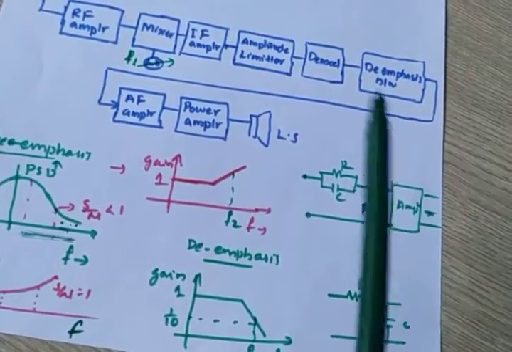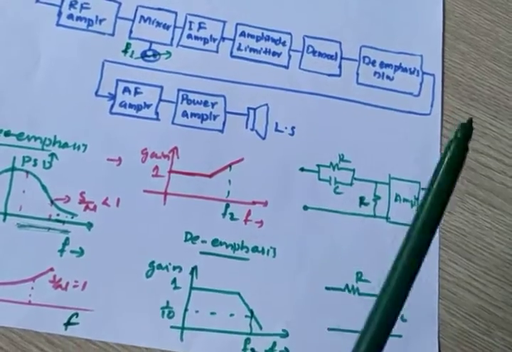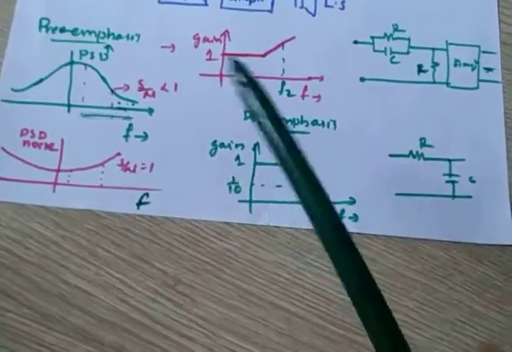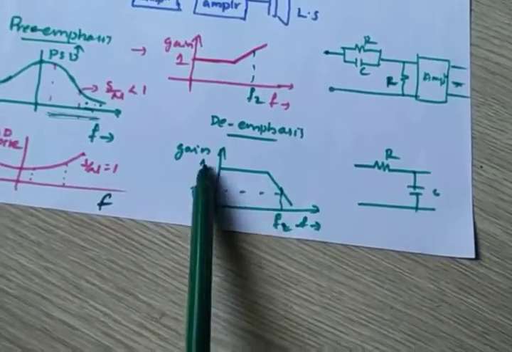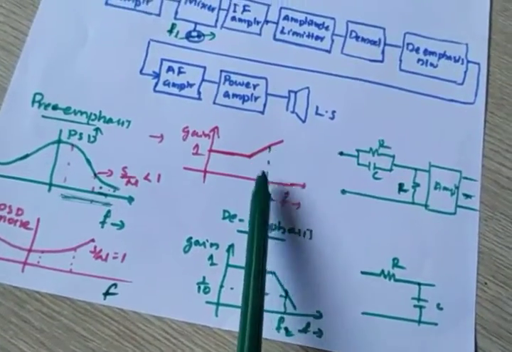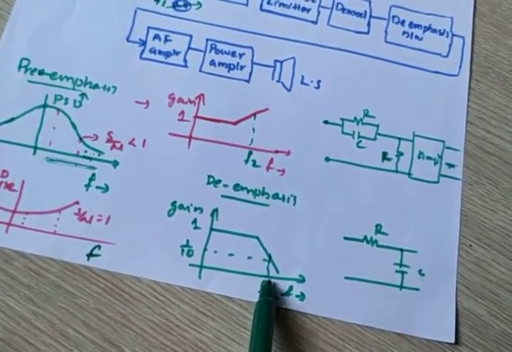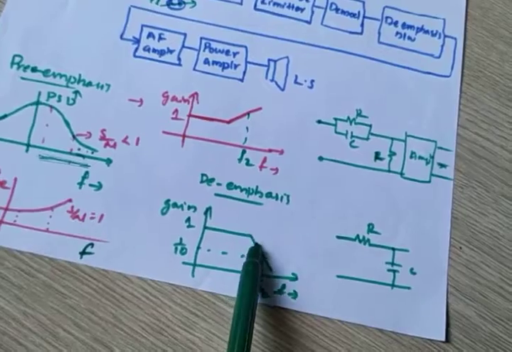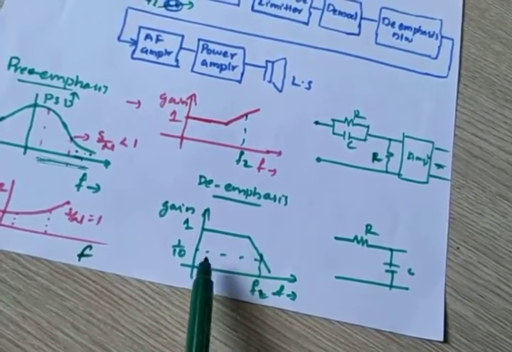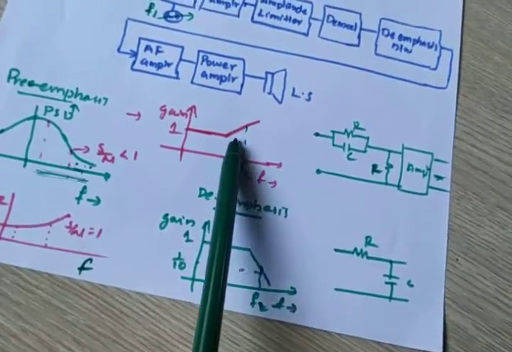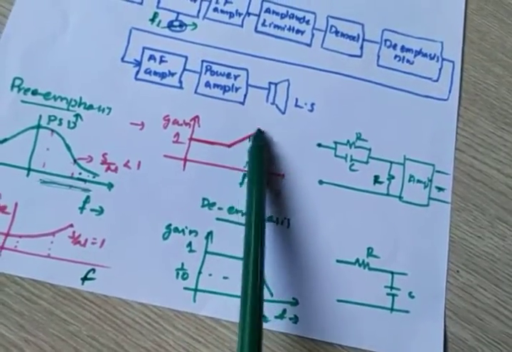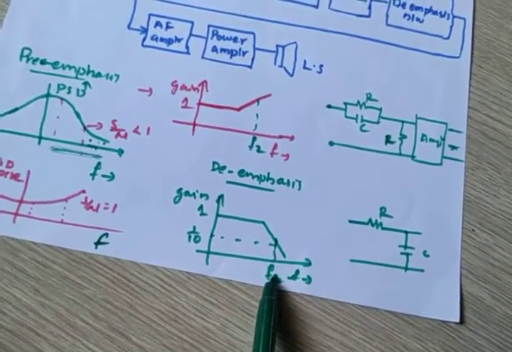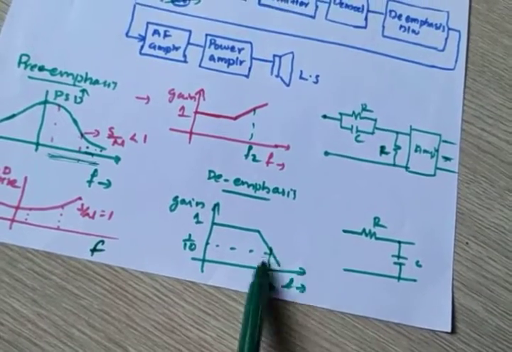Definitely in the receiver we have to de-emphasize the system. That means this should be converted into the original form. For that we use a de-emphasis circuit. This is the characteristics of de-emphasis. Here at F2 I am boosting the signal, so at the receiver at F2 I should decrease, I should attenuate the signal. At low frequency gain is constant. At high frequency, where in the transmitter I boosted, I keep a high gain, this should be attenuated at this frequency. To reconstruct my original signal, I need to use this de-emphasis.